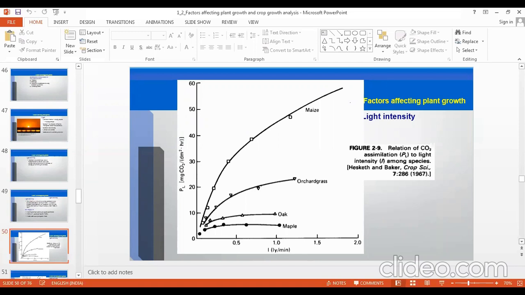And see the oak and maple require hardly 1 Langley per minute light intensity. If you increase it, their photosynthesis will go down. So you can see maize is happy up to 2 Langley, beyond which data is not given. So you can see that different crops require different light intensities.